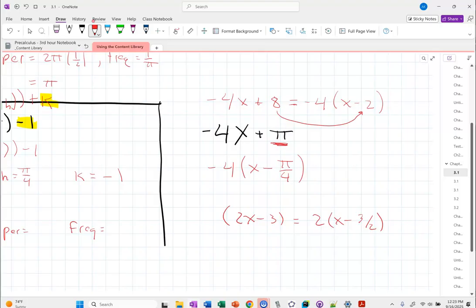There's not usually anything gained by doing something like that, but it doesn't stop me from being able to do that. It's just not a greatest common factor because 2 isn't a factor of 3. It's just factoring. Does that make sense?